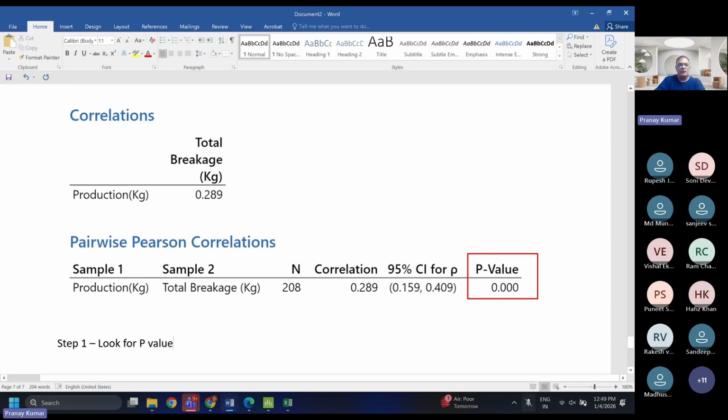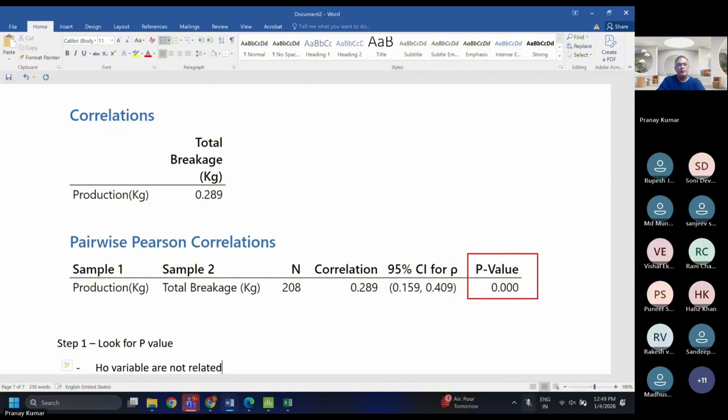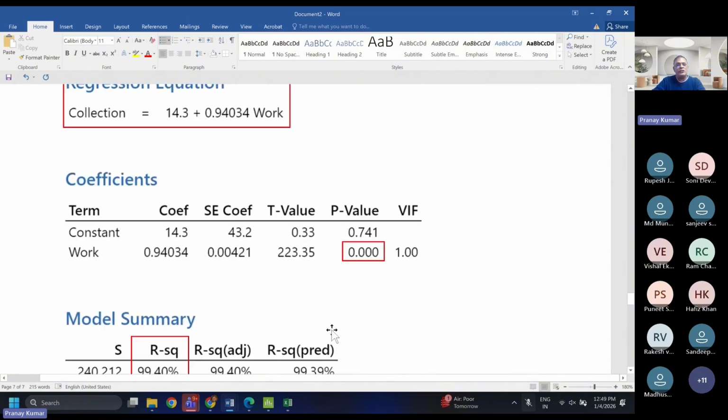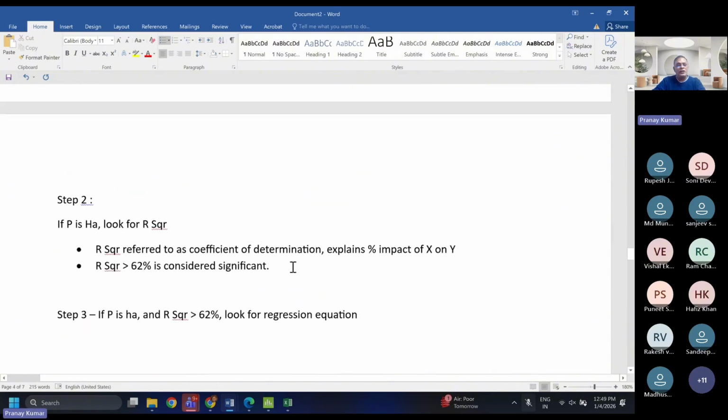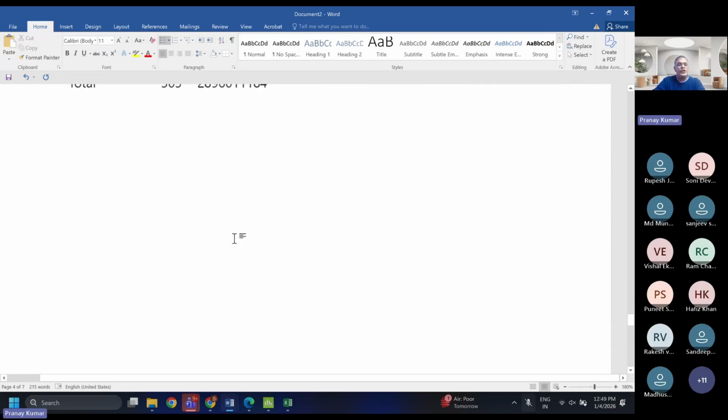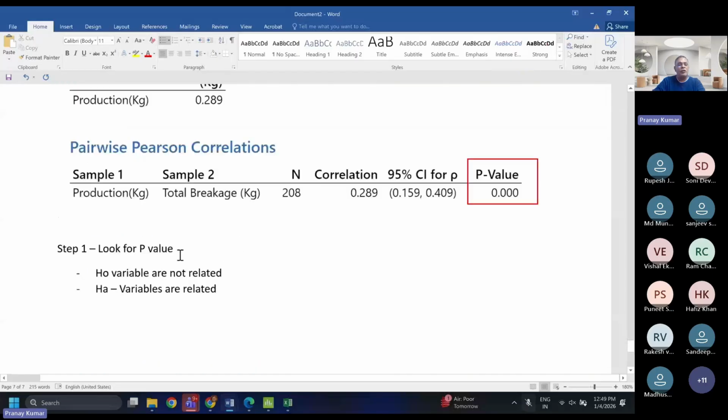In a correlation test, null will say variables are not related. Alternate will say variables are related. Please observe the change in lingo. In the regression equation, our null was saying x impacting y, x not impacting y. Here we have changed it to variables are related, variables are not related.